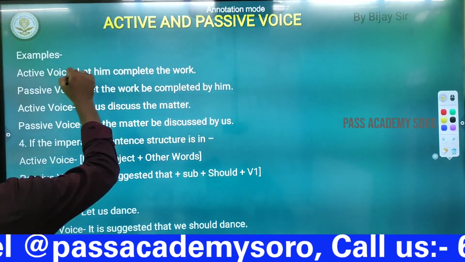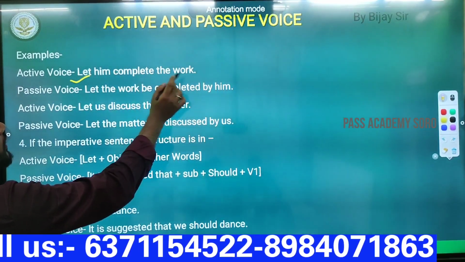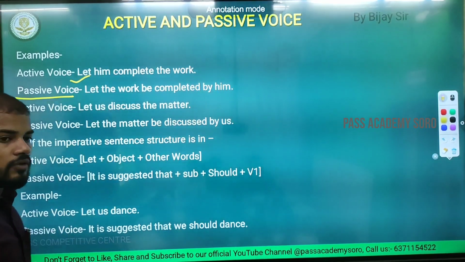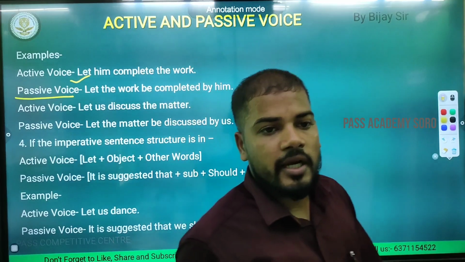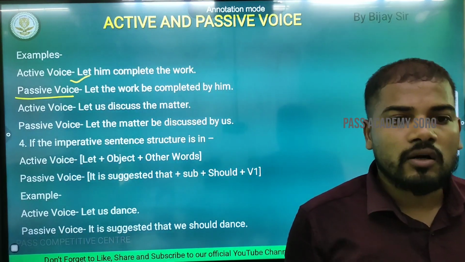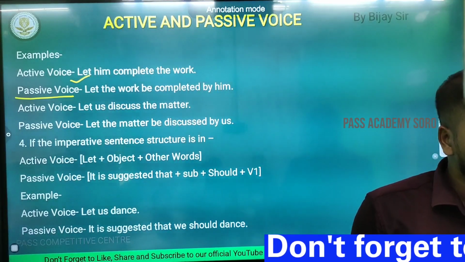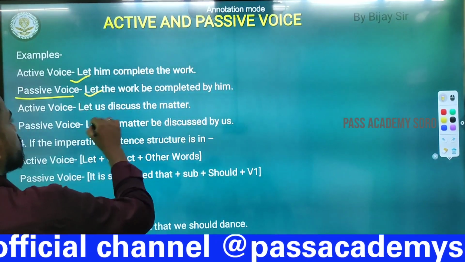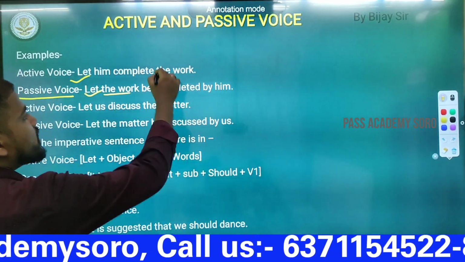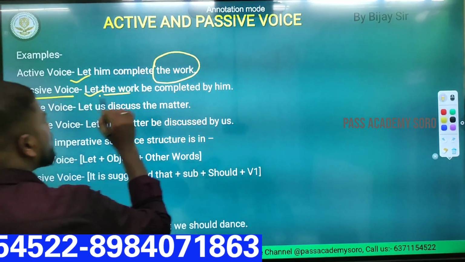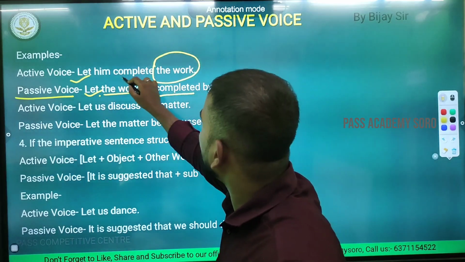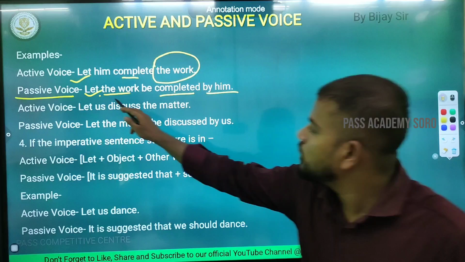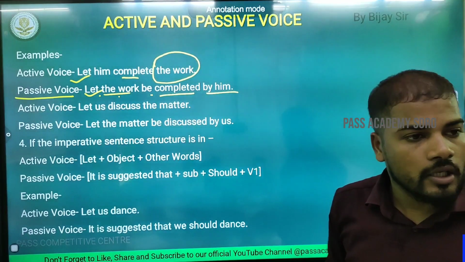So our example, dear student: let him complete the work. We have to convert into passive voice. If a sentence is in active voice and begins with let, when we convert into passive voice, we also begin with let. So let the work, here the object is the work, right? Let the work be completed, third form of the main verb, completed by him, right? Let the work be completed by him.